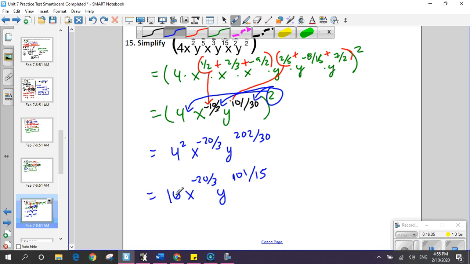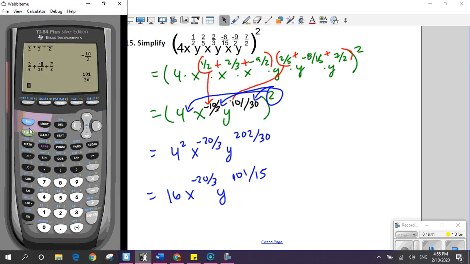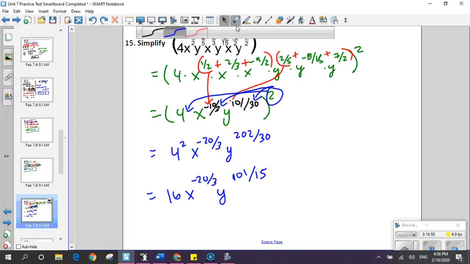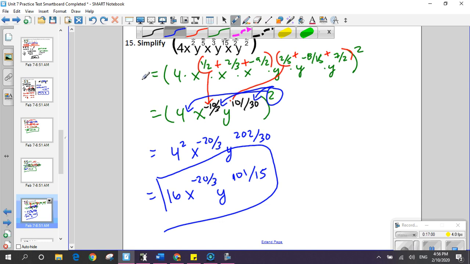And I don't believe that goes any further, but we could always consult the calculator to double check. So 202 over 30. Yeah, 101/15. That's what I thought. So we are done. Yuck, but that's the rules. You can handle it. Let's take another break.